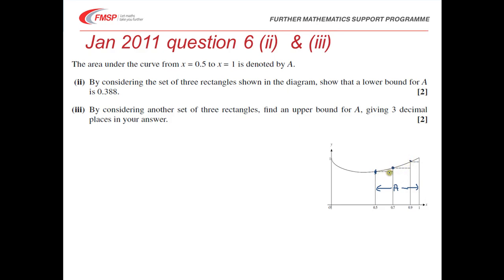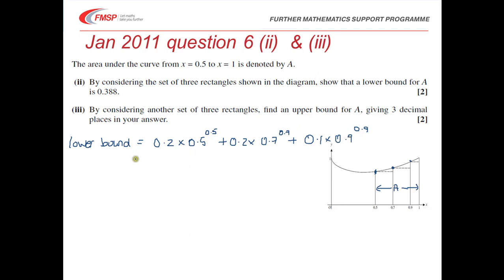So our first rectangle, if we think about how we're doing this, the lower bound then is going to be the sum of 3 rectangles. So 0.2 is the width, and the first one will be 0.5, the height will be 0.5 to the power of 0.5, and then the next one 0.2 times 0.7 to the power of 0.7, and then the third one has width 0.1 times 0.9 to the power of 0.9.